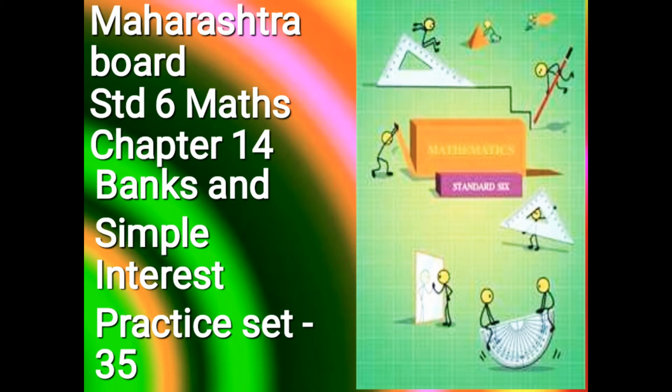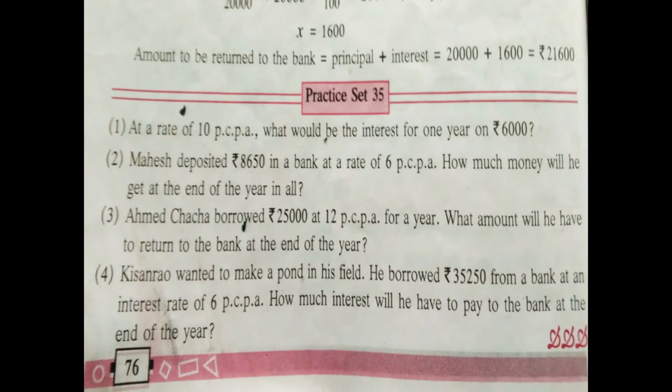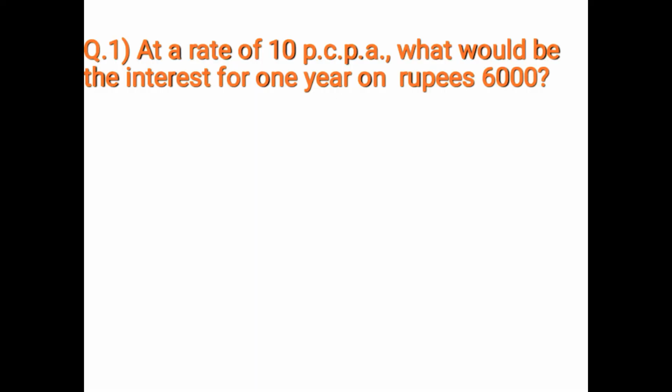Now let us begin practice set 35 on textbook page number 76. First one, at a rate of 10 PCPA, what would be the interest for 1 year on rupees 6,000? Rate of interest is 10 PCPA, okay? PCPA stands for percent per annum. For 1 year, you will get 10% interest, okay?